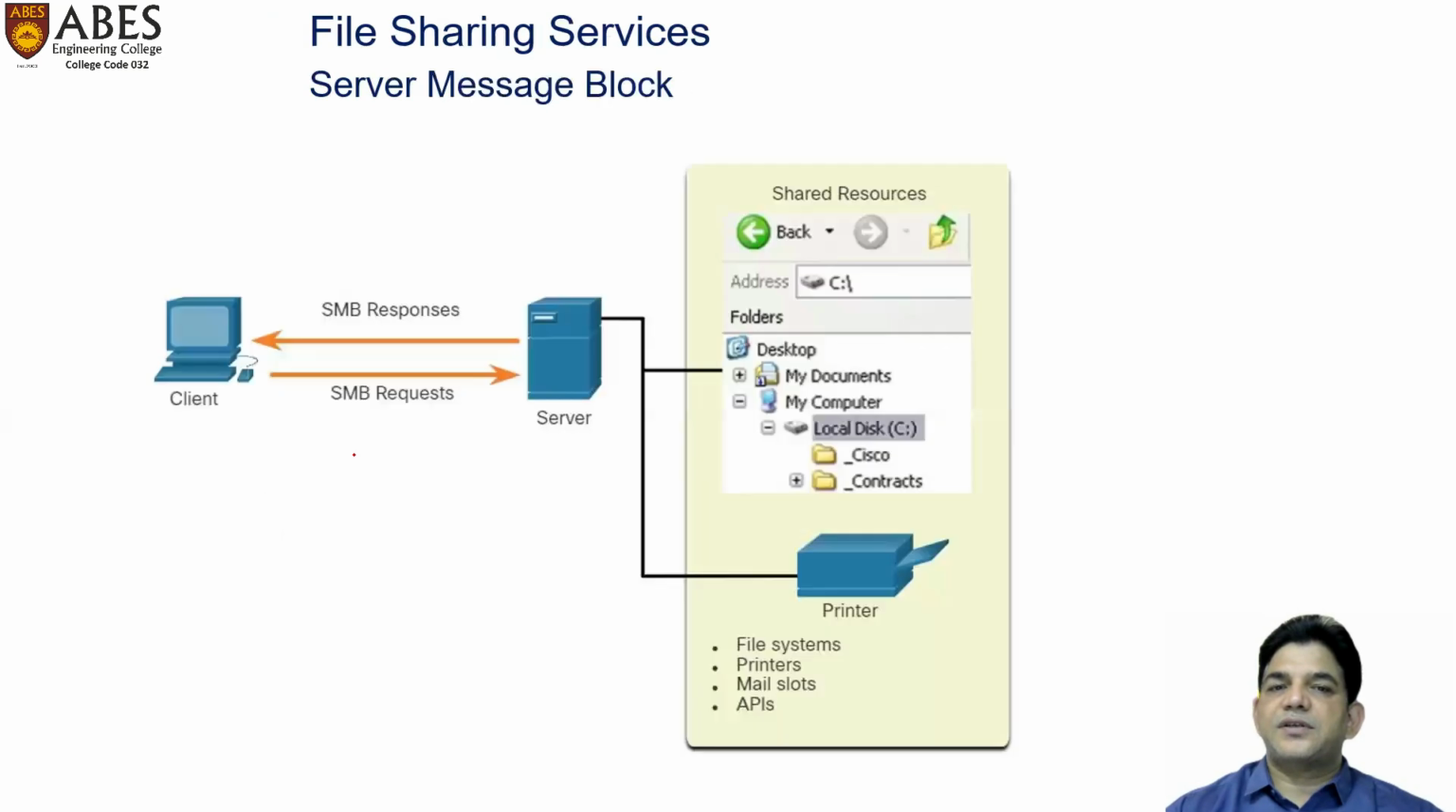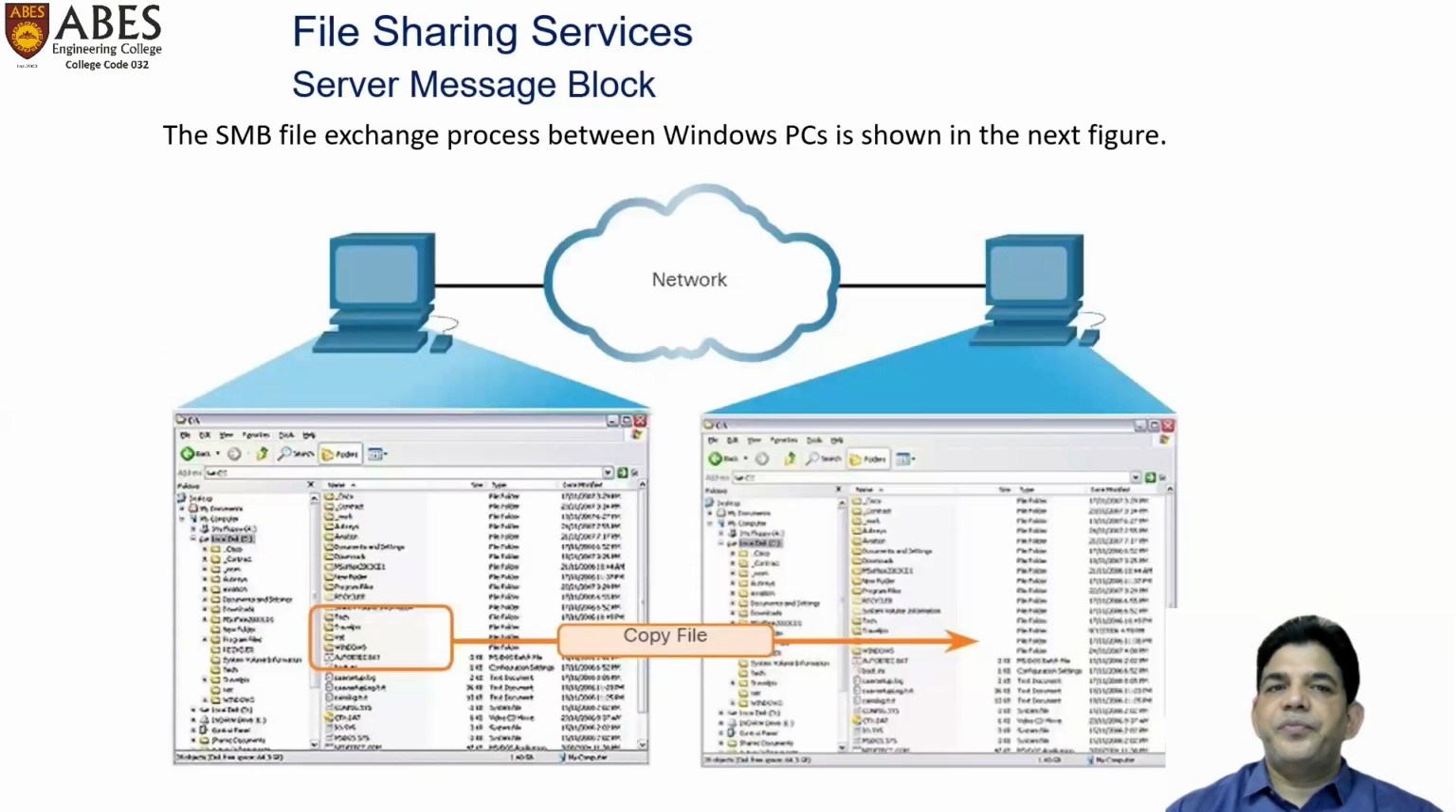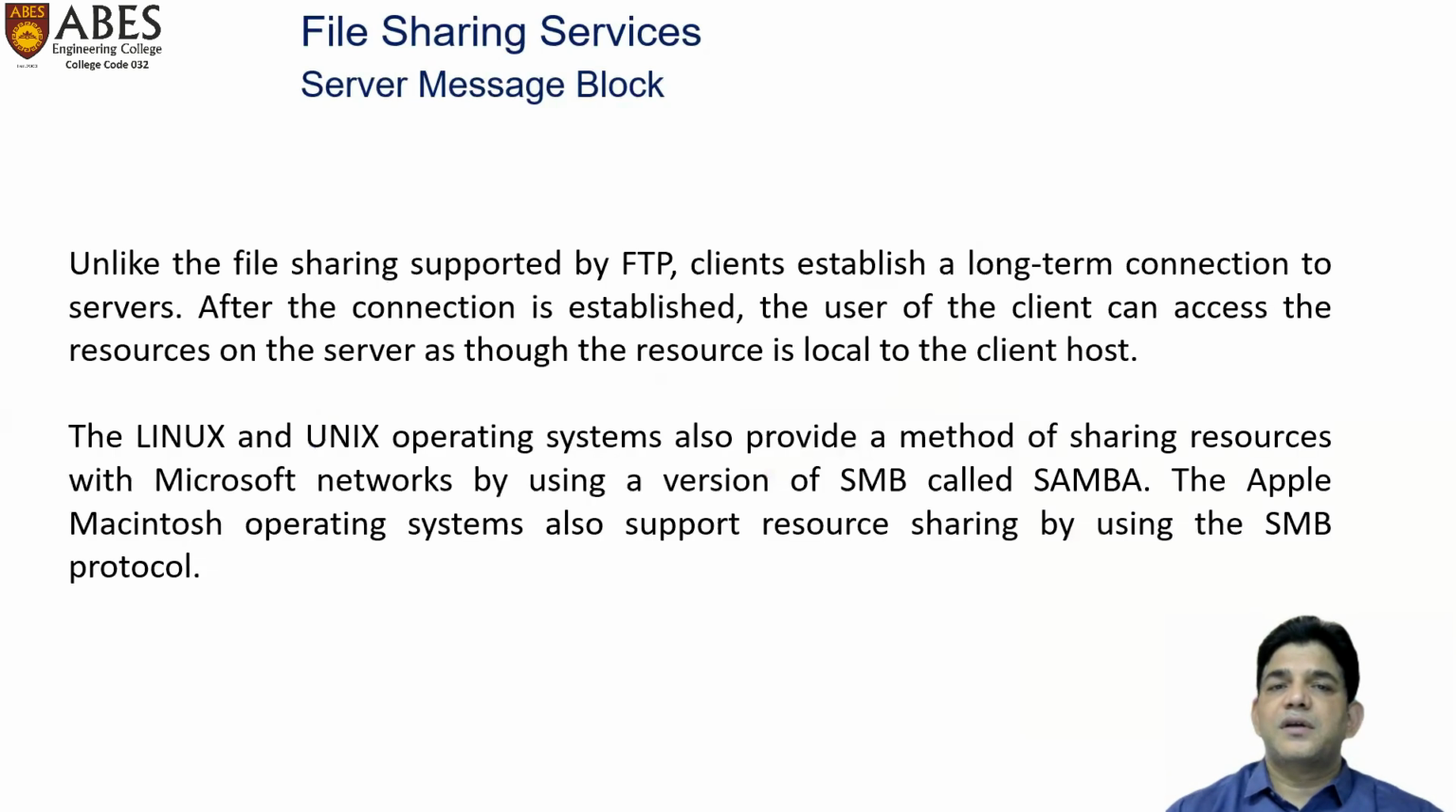Let's see this resource sharing mechanism. Here, the client can send an SMB request message to the server having various shared resources, and the server responds with the shared resource in an SMB response. These are the SMB file exchanges between Windows PCs. As you can see here, you can copy the file, or download the file from the server.